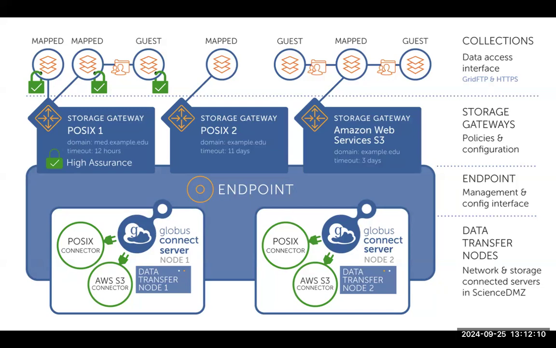So in this example endpoint here, we have 3 different storage gateways. There's POSIX 1, which is a high assurance one. There's POSIX 2, and then there's this Amazon S3 one. So in these cases, there are different types of policies that can be configured. Some of them are common, but some of them are more specific. So we're going to take a look at all of the ones that cover all of the storage gateway types, and then we'll have a link to the more specific configuration for the different connectors, because there are a lot of different ways that those things will need to be configured.